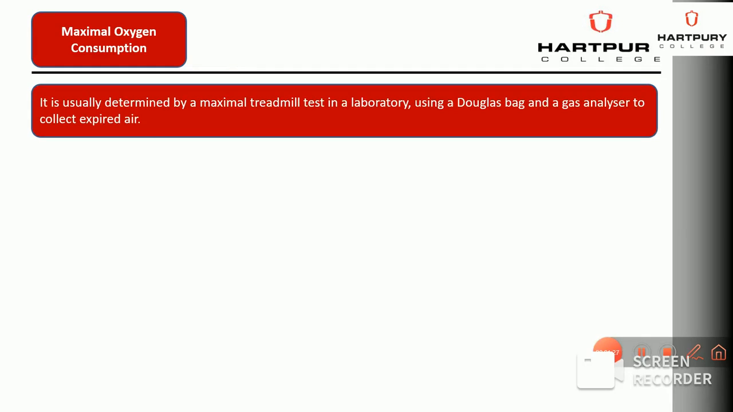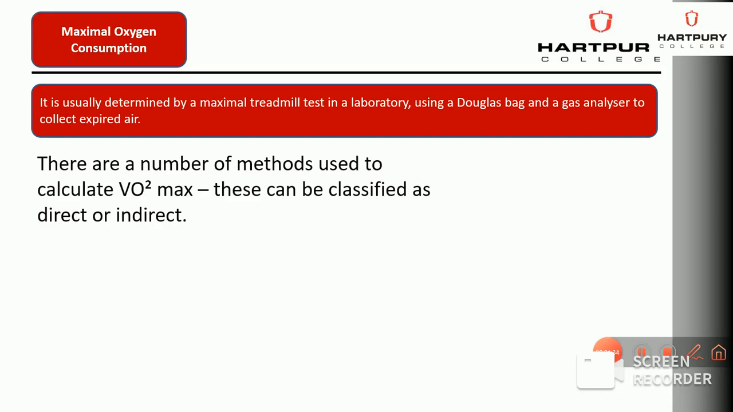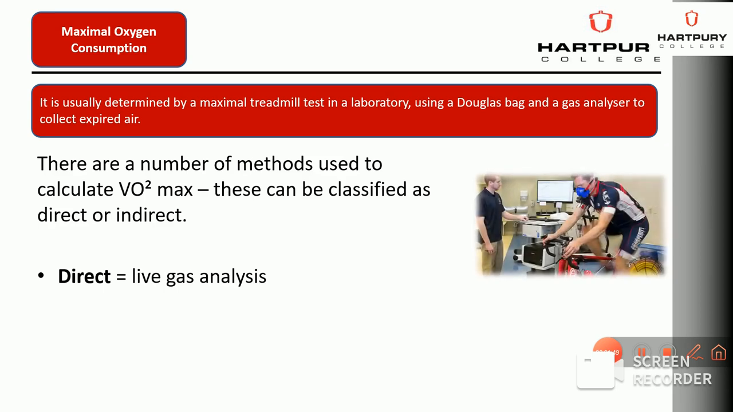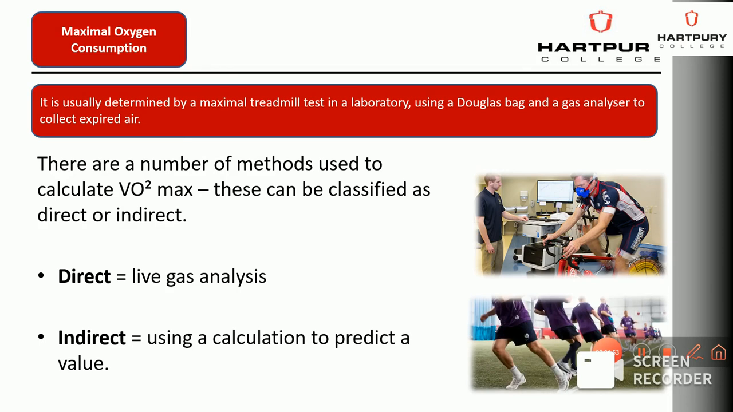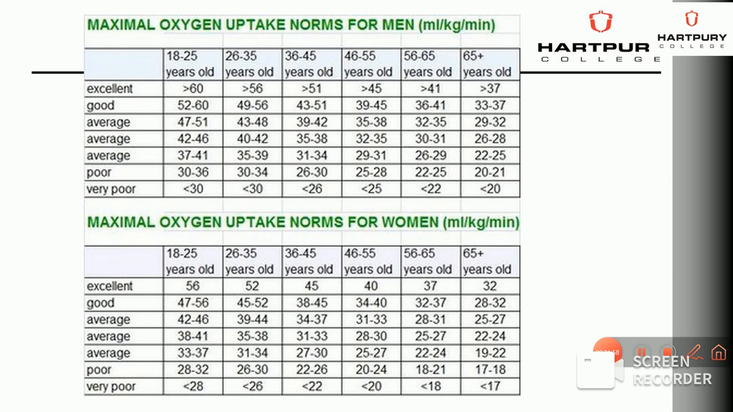So we can measure it through a maximal treadmill test in a lab using Douglas bags and gas analyzers. We collect the expired air. There are a number of methods used to calculate VO2 max, direct or indirect. So we have direct, which is using the Douglas bag in the lab, live gas analysis, collecting CO2. And we have indirect, so that could be a bleep test, and that is a calculation or a prediction of a value of VO2 max.